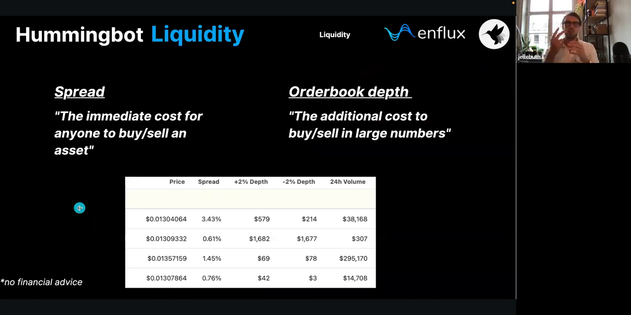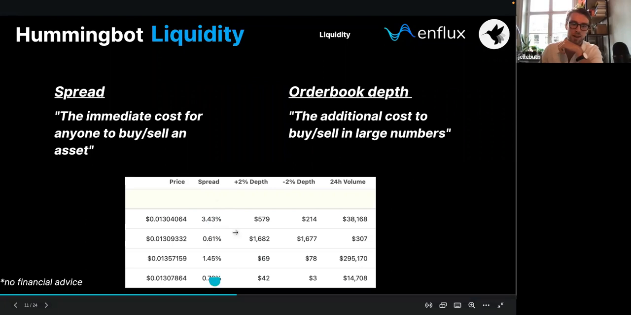And there are kind of two things that we look at. When you assess liquidity, there are two things that we, from a first view, look at: the spread and the order book depth. And how any token project, and anyone, can assess that is by literally going to CoinGecko, going to the markets, and observing the spread and the order book depth here.